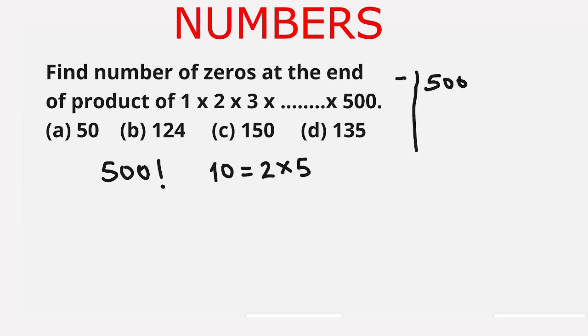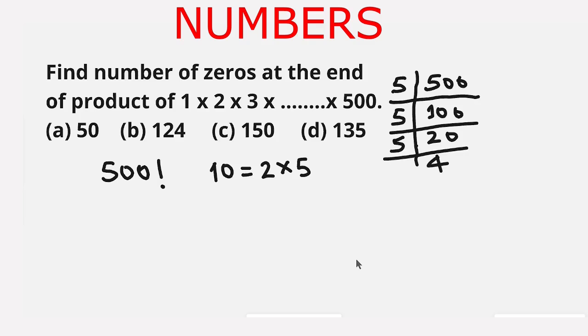So we successively divide 500 by 5. 5 divides 500 for 100 times. We again divide 100 by 5. It divides 100 for 20 times. We again divide 20 by 5 and we get 4. 5 divides 20 for 4 times. Now we add all these successive quotients, which are 100 plus 20 plus 4 is 124.